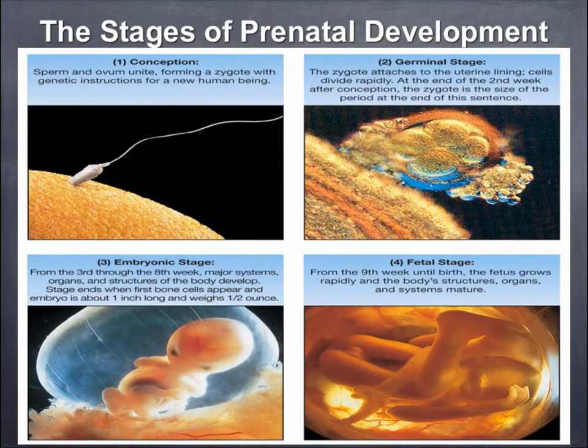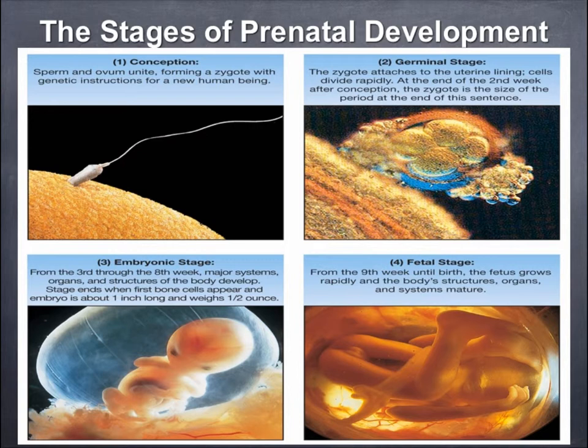Conception marks the beginning of the prenatal period, and it usually takes place in the fallopian tubes, with fertilization of the egg by the sperm. The zygote is the cell that results from the union of sperm and ovum. During the first 2 weeks after conception, rapid cell division occurs, and a zygote is about the size of a period at the end of a sentence. By 3 to 8 weeks, you have what's called the embryo. It's a developing human organism, with major systems, organs, and structures of the body already starting to develop.